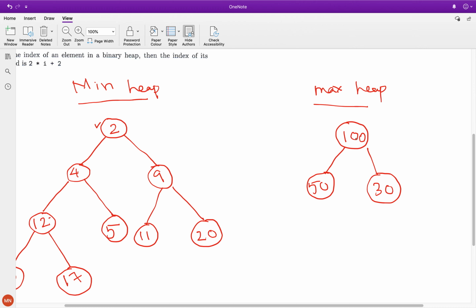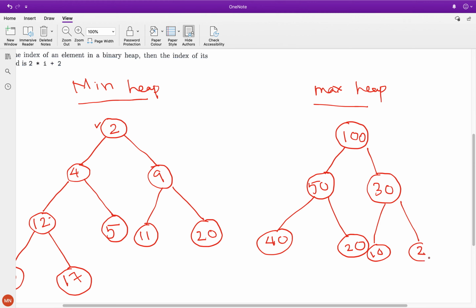The only restriction that we need to impose is, if it is a max heap, then the root should be the maximum value compared to its descendants. Now if you have a few more nodes here, then I can fill this with a value, let's say 40, which is possible. Then I can have a value here, let's say 20, that is also possible. I can have a value here 10, that is possible. I can have a value here 2, that is also possible.